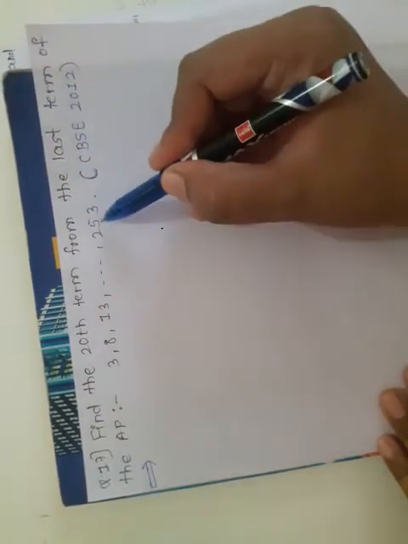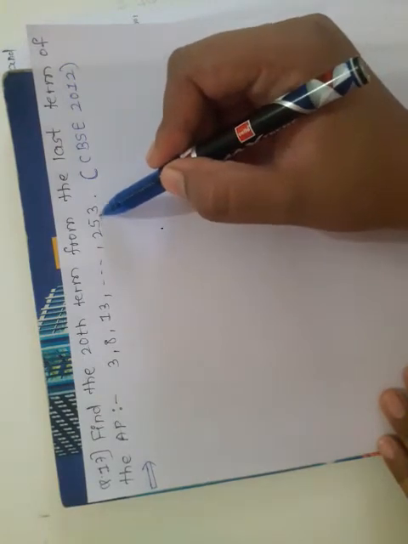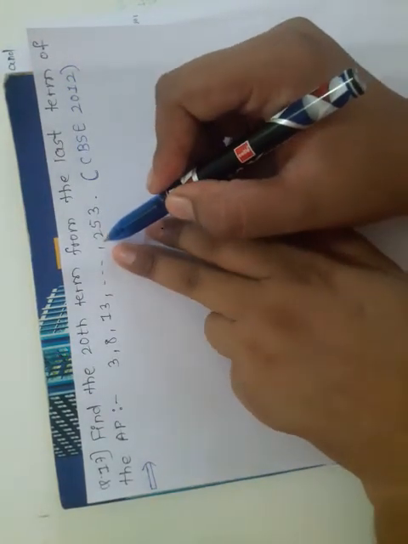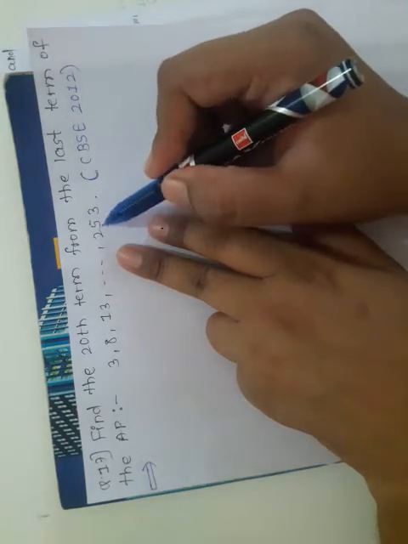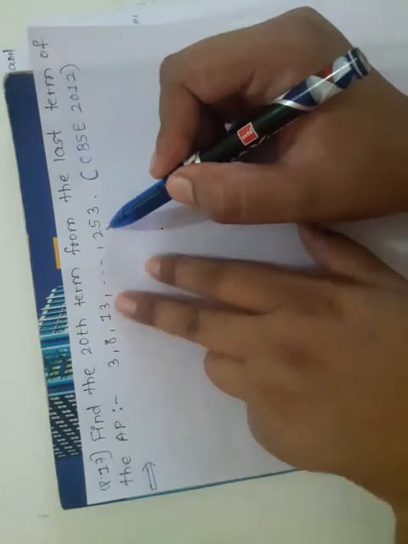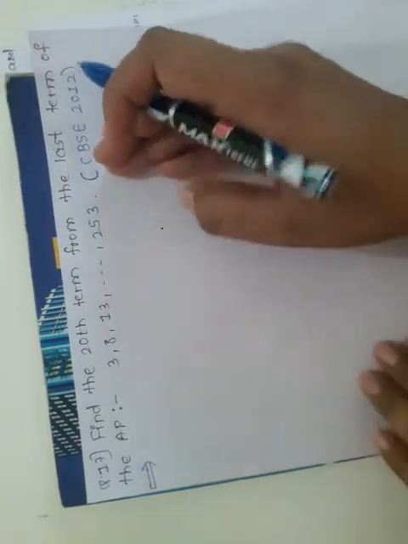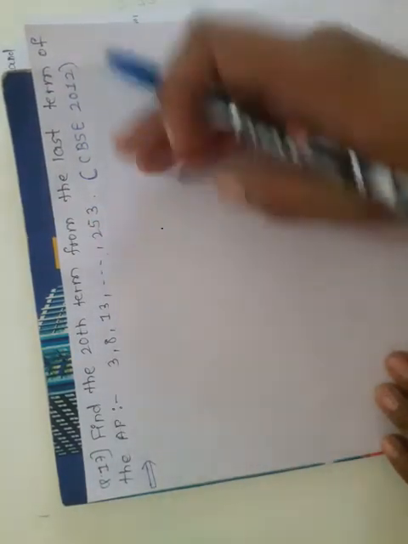From the last means 253 is the first term. Then the term before this 253 is the second term. Like this we have to find out the 20th term from the last, not from the beginning.